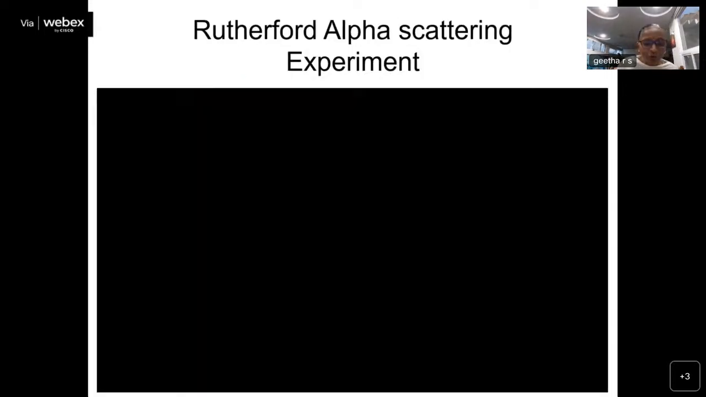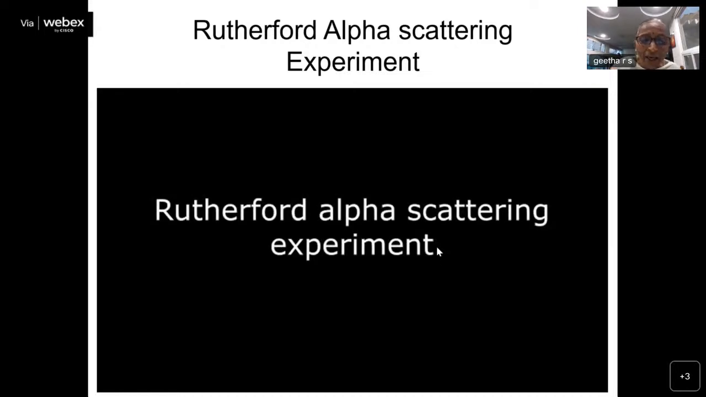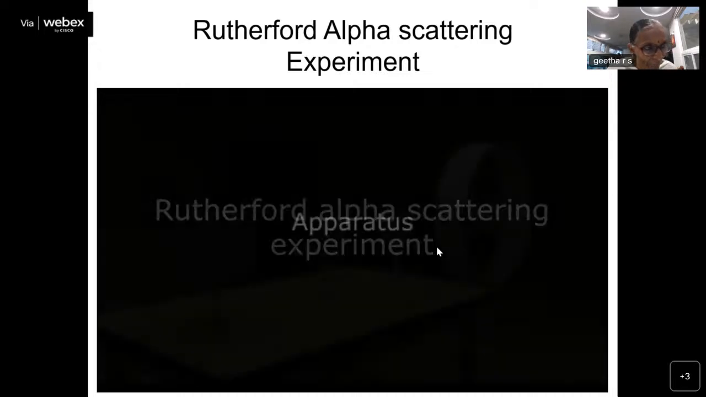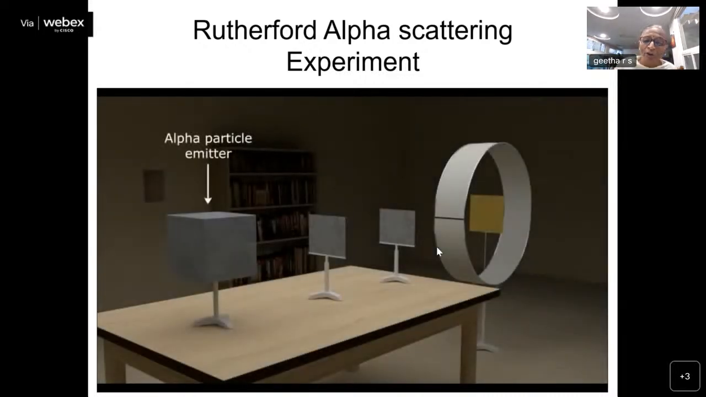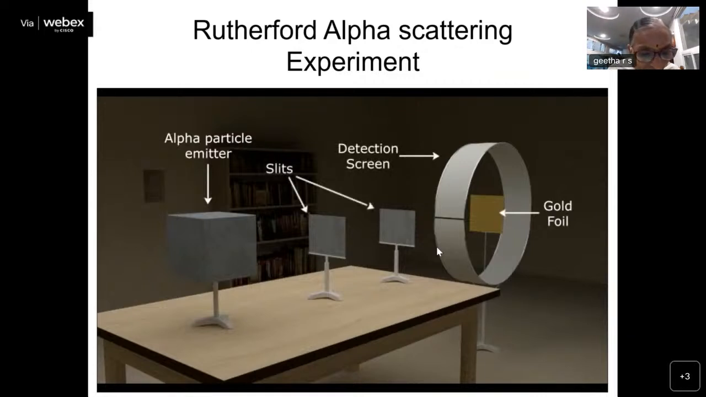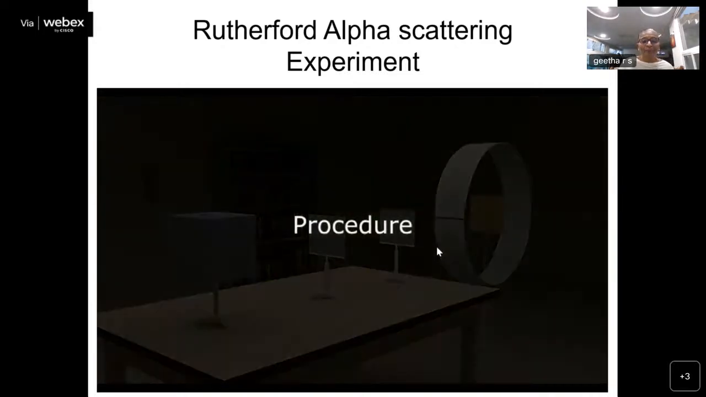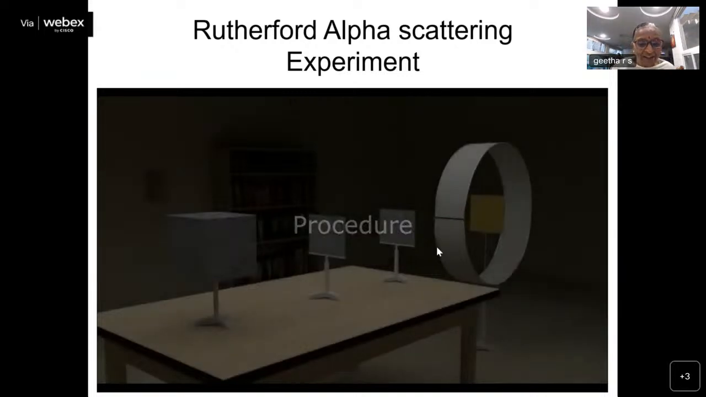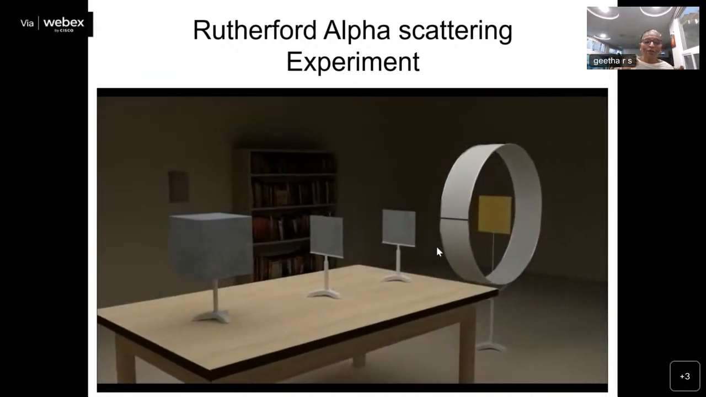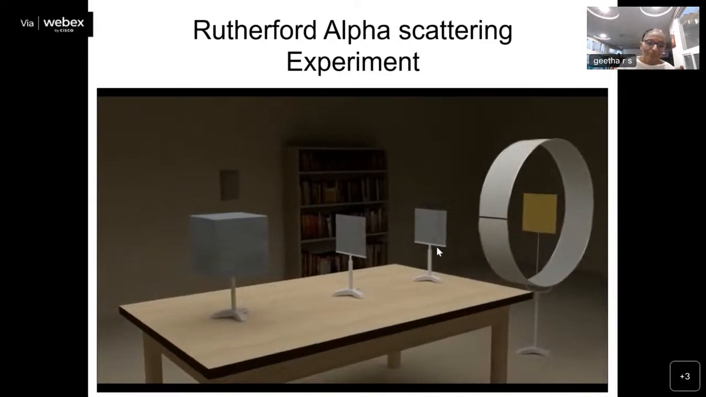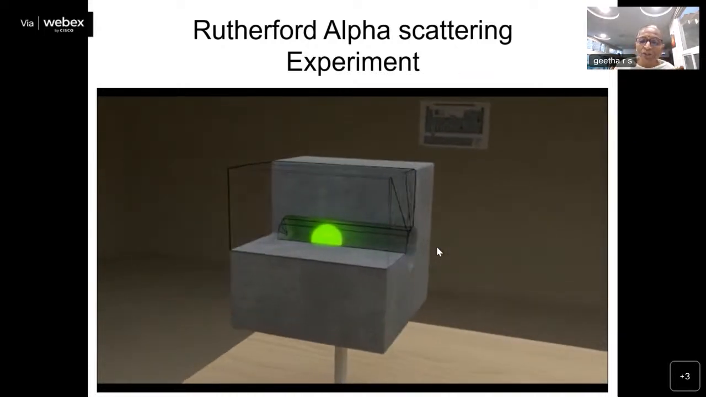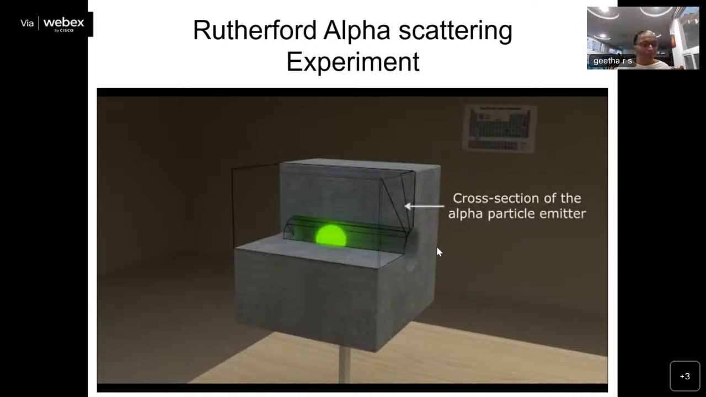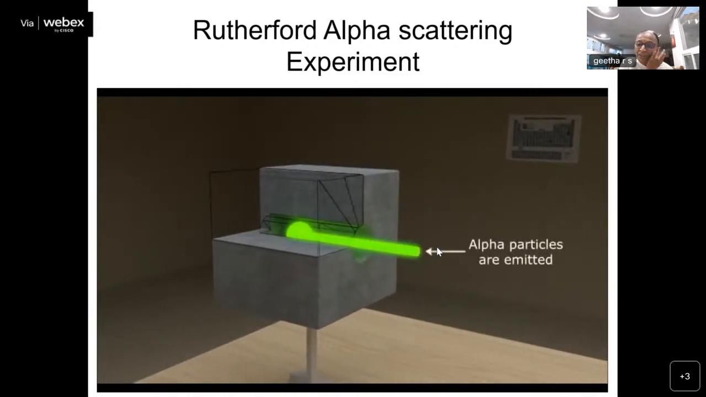You should get an idea about the atoms. At that time, Rutherford did what is known as the alpha scattering experiment. That is a very famous experiment, and it is the basis for both atomic and nuclear physics. If you study nuclear physics or atomic physics, this would be the first experiment. We have a source of alpha rays. What are alpha rays? They are helium nuclei, which carry a charge of plus 2. They are emitted.